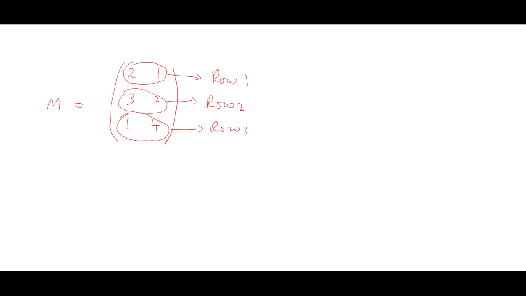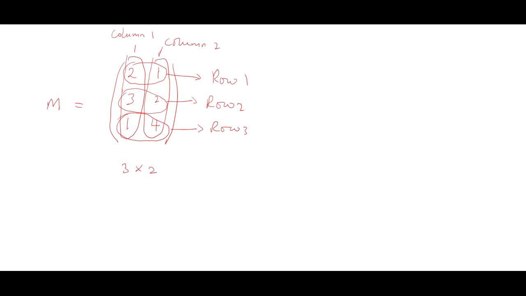In terms of columns now, columns are the vertical, how they line up vertically. So this here is column 1, and this here is column 2. So this matrix will be a 3 by 2 matrix.